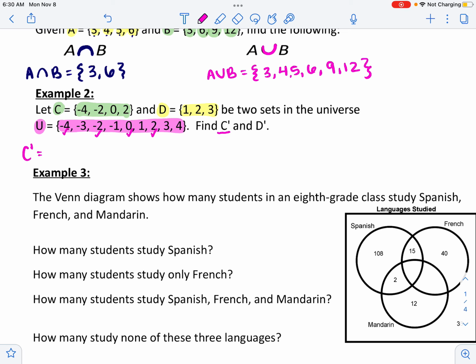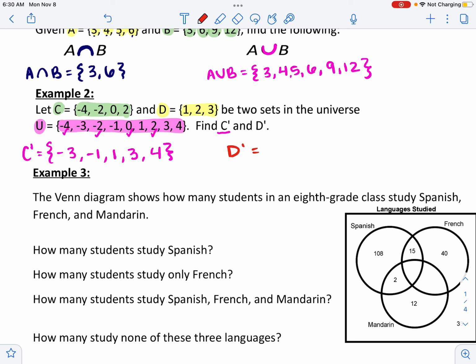So C complement is every number I did not check, because it's everything that's not in C. So -3, -1, 1, 3, and 4. There is C complement. I'm going to do the same thing for D complement.